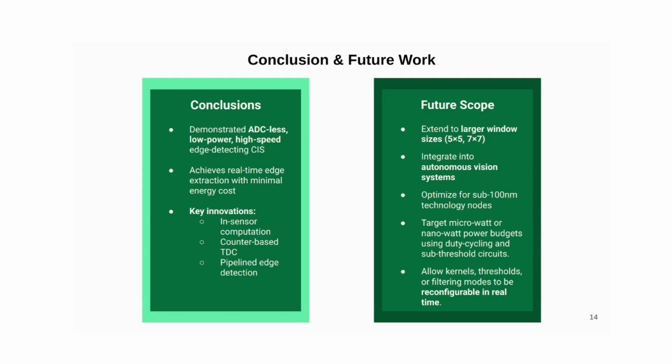Looking ahead, there are several exciting directions, like scaling the window size to 5x5 or 7x7 to improve accuracy, or reducing the process technology to sub-100 nanometer nodes. We can also integrate this sensor into autonomous vision systems. Achieving microwatt or nanowatt power budgets can be done using duty cycling and enabling reconfigurable kernels for different vision tasks. These enhancements will position the sensor as a self-contained edge intelligent device, ideal for next-gen embedded vision.